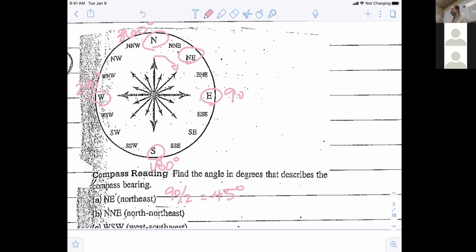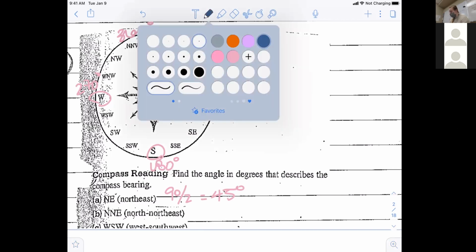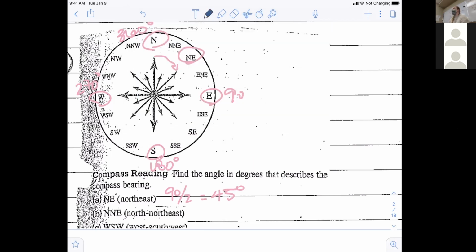It's exactly half. Now, there's one more tick that we need to look at, and it's north-northeast or east-northeast. Northeast is not specific enough because you could be exactly halfway between north and northeast, which would be called north-northeast. How much do you think that degree would be?